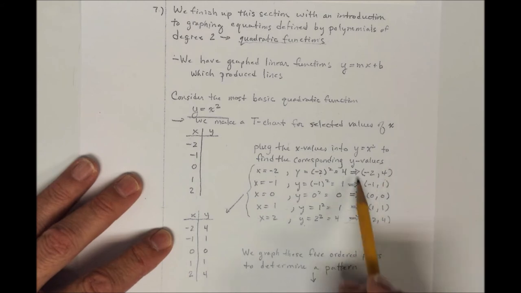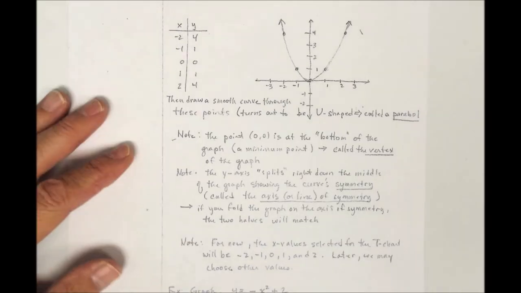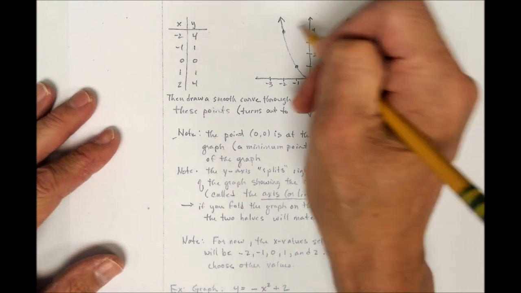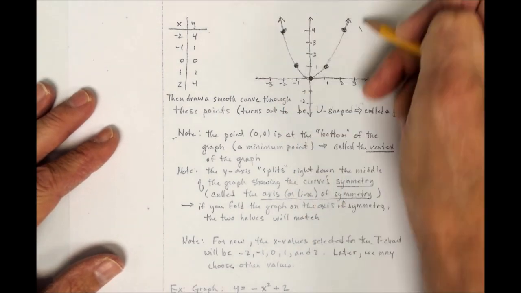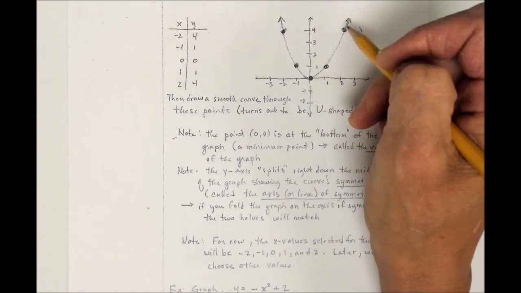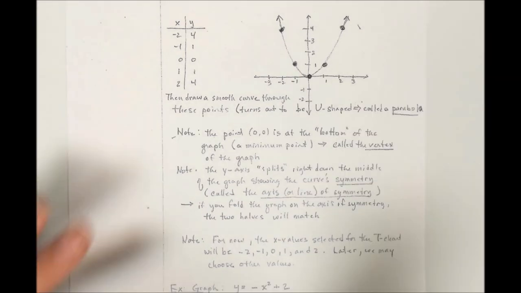And I'm going to graph these 5 points that I have here on a set of coordinate axes. Do you see the 5 points here, here, here, here, and here form this U shape, and it goes upward in both directions, up and up and up and up. And as I mentioned, this is called a parabola.